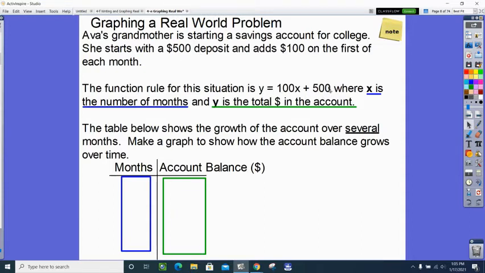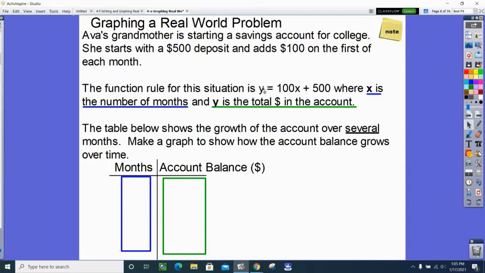Notice that that 500 happened once. So see how the 500 is not attached to the variable. It's a constant. It doesn't change. And then we're adding to it 100 times X. What is X? X is the number of months. So 1 month, you're going to add 100. 2 months, you're going to add 100 times 2 or 200. 3 months, you're going to add 100 times 3 or 300.